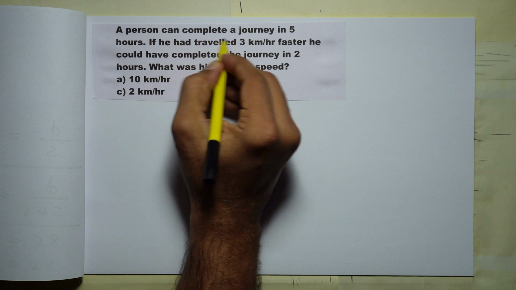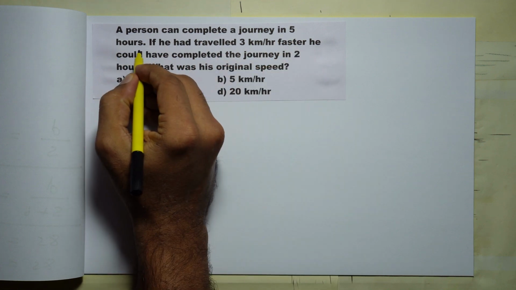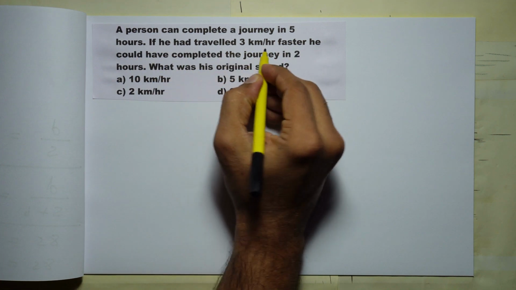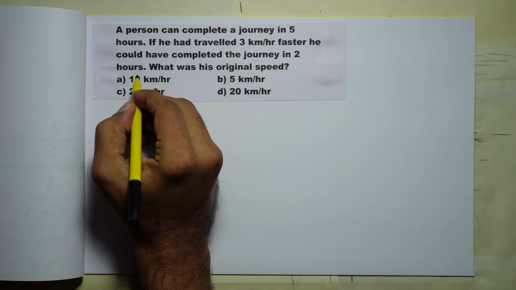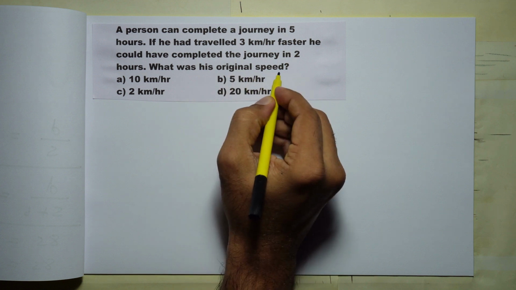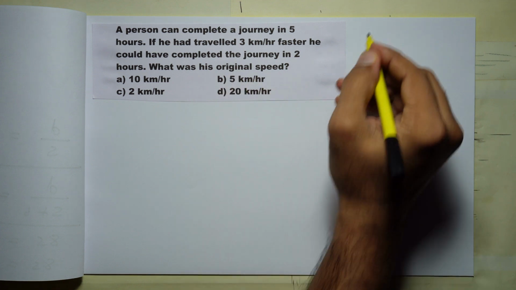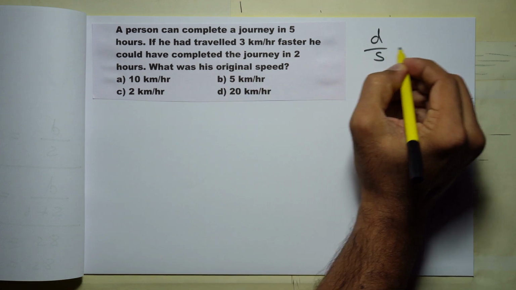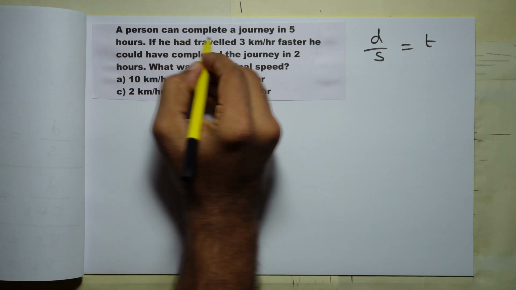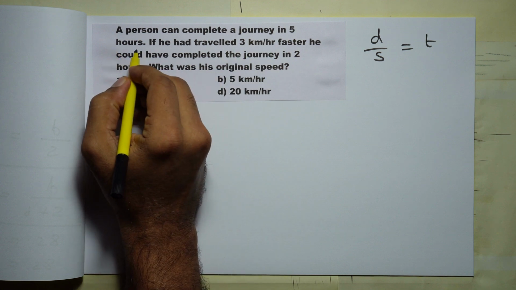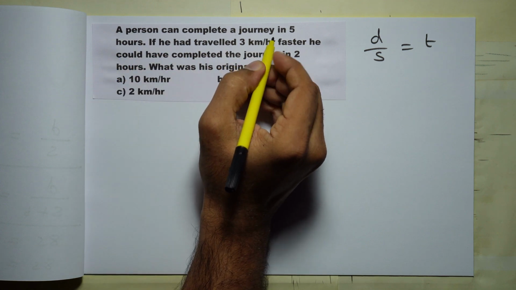A person can complete a journey in 5 hours. If he had travelled 3 kilometers faster, he could have completed the journey in 2 hours. What was his original speed? Now you have the basic formula, distance by speed gives you time. Now here it is mentioned a person can complete a journey in 5 hours. So we'll just represent that data here.